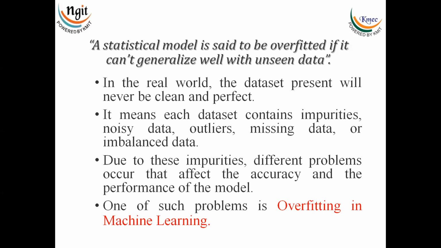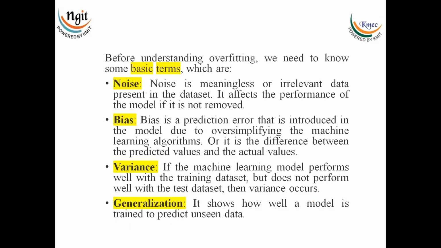So there could be multiple reasons for overfitting here. There is a possibility that noise is present in the image. There are outliers present in the data. There could be missing values, and there could be imbalanced data, or we can say unbalanced data. Because of these reasons, it will affect the accuracy of the model, and such problems are called overfitting of the machine learning model. Now, before understanding more about overfitting, I'll try to introduce some of the terminology which we are going to use in further topics. So we'll discuss noise, bias, variance, and generalization.